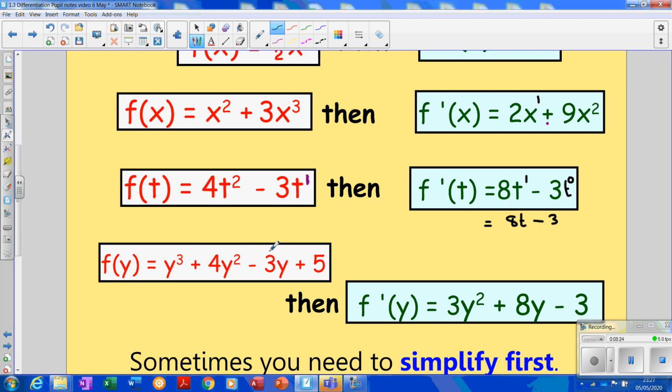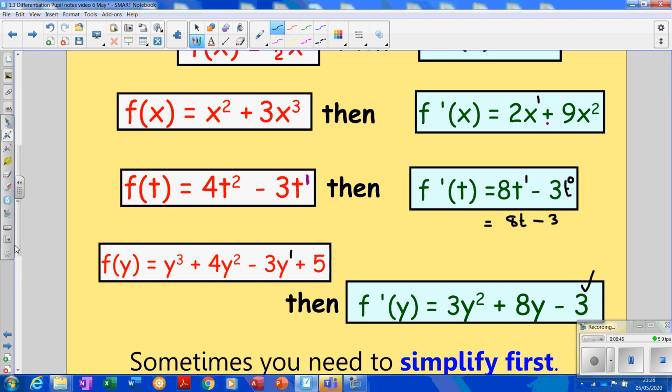Then we get to minus 3y, so that's 3y to the power of 1. So that becomes 1 times minus 3 is minus 3y to the power of 0, but y to the power of 0 is 1. So that just becomes minus 3. Now, a constant, that was rule number 1. If you take the derivative of just a number, it's 0, and I don't need to put anything in there.